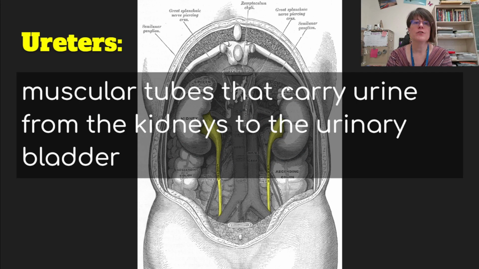Some accessory excretory organs are the ureters. So after your blood is filtered, there are muscular tubes right here that go from the kidneys down and carry urine from the kidneys to the urinary bladder. So the waste is contained in the urine.